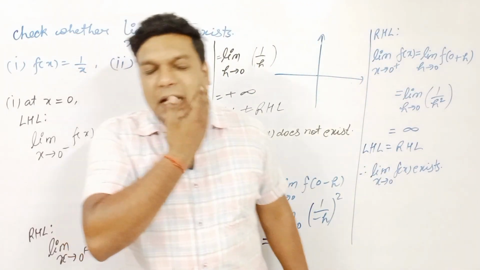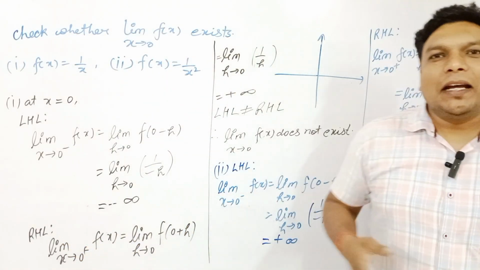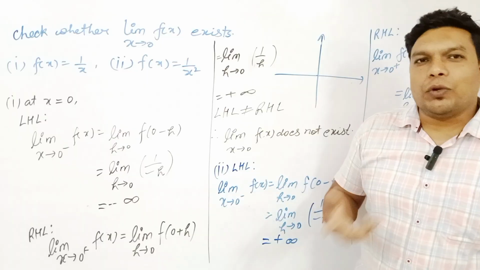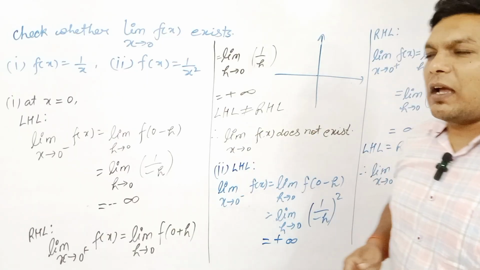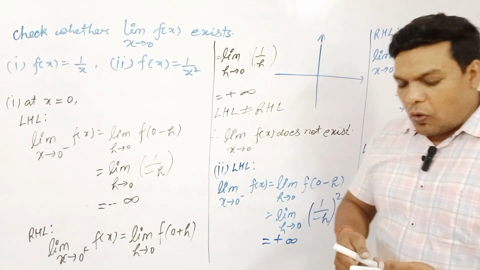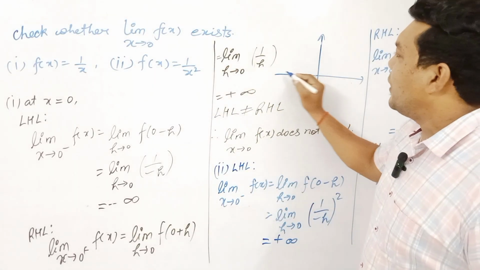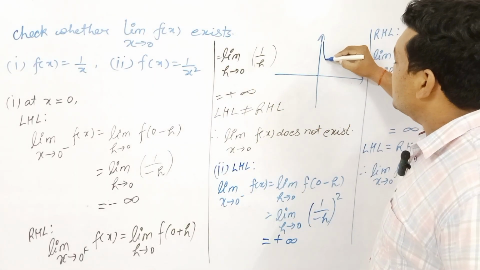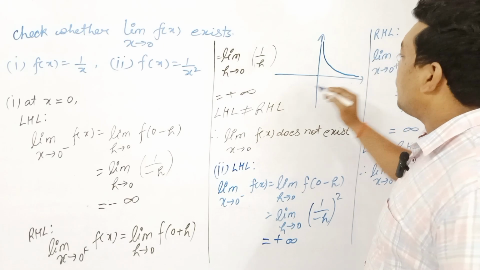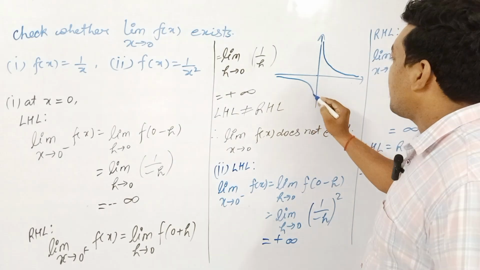Now we have seen mathematically that when LHL is not equal to RHL, then we say the limit does not exist, and when LHL equals RHL, we say the limit exists. But when we calculate mathematically, we don't get a feel for what is actually going on. Now let's see these questions graphically. Okay, let's draw the graph of f of x equals 1 upon x. This is the graph of f of x equals 1 upon x.